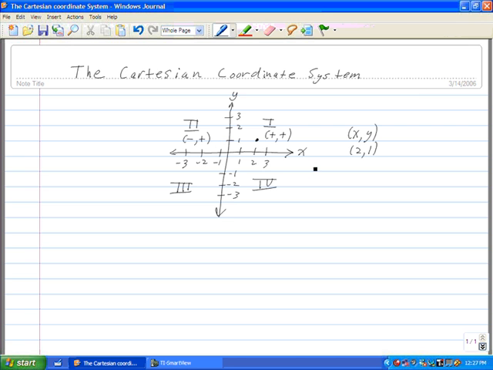So any ordered pair that falls in second quadrant is going to have a negative x value and a positive y value. In third quadrant, you move left and then down, which is a negative, followed by a negative. And finally, in fourth quadrant, you move right and then down, which is a positive, followed by a negative. So notice that when you're graphing these ordered pairs in this Cartesian coordinate system, the order matters. It makes a big difference.